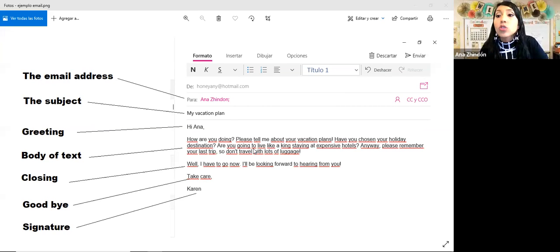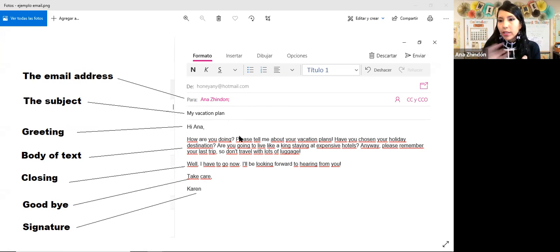Now, let me show you a picture to explain the structure of this type of email better. Normally, all emails need what? The first thing that we have here is the email address, right? Because without that, you cannot send any email. First, you need the email address. Then what do you need? You need the subject. Normally here you write the topic of the email, so the person who reads knows what the email is about.